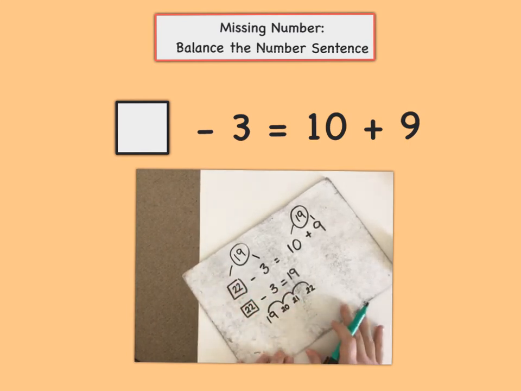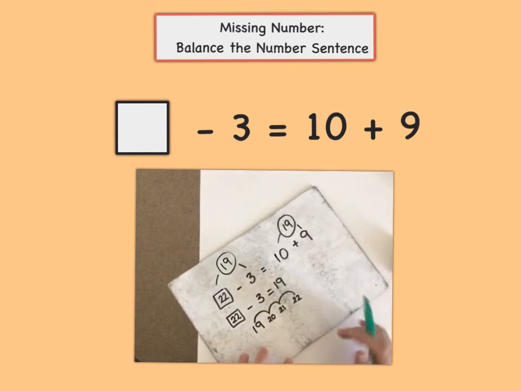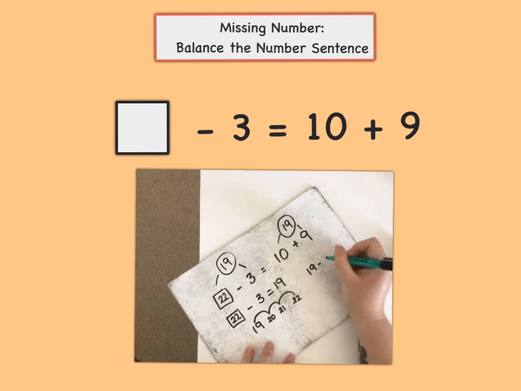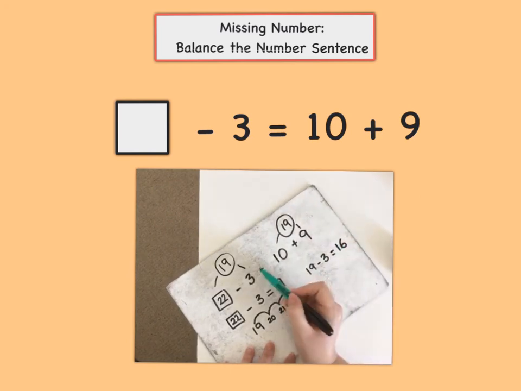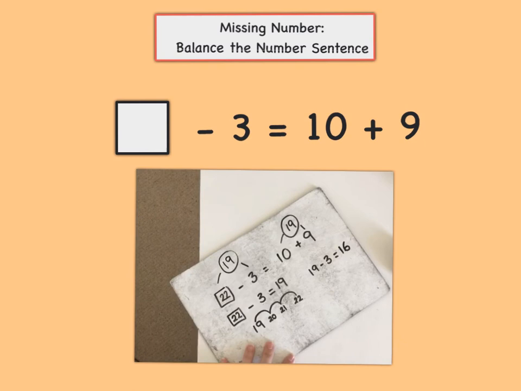If I'd done it the other way, do you remember what I said before? If I tried to do it as 19 take away 3, I would get a different answer. I would actually get 16, and that would make my number sentence unbalanced. So you need to be really careful if you've got a takeaway and an addition at the same time.